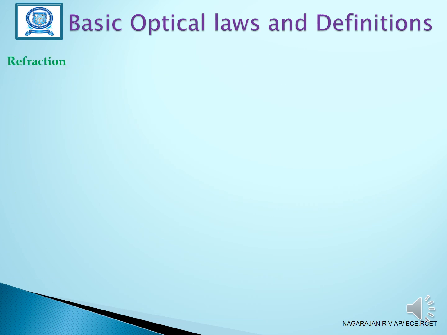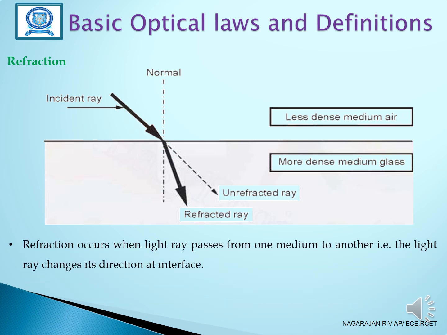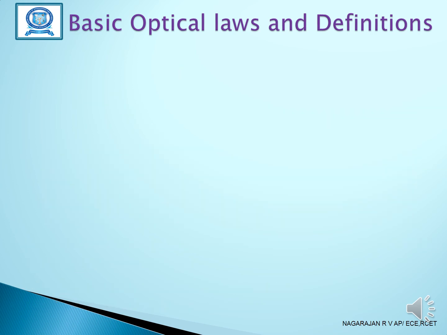Now let us see the refraction. So the incident ray is incident at a surface. Refraction occurs when a light ray passes from one medium to another. The light ray changes its direction at the interface. The refraction occurs whenever the density of the medium is changed. Refraction is observed at the air and water interface, and also the air and glass interface.